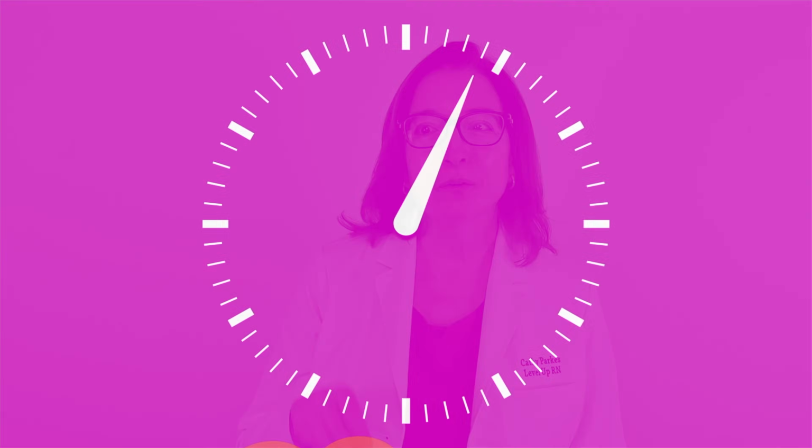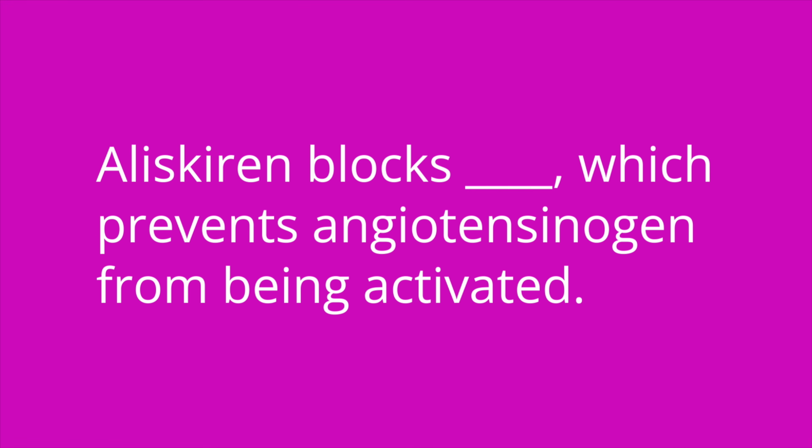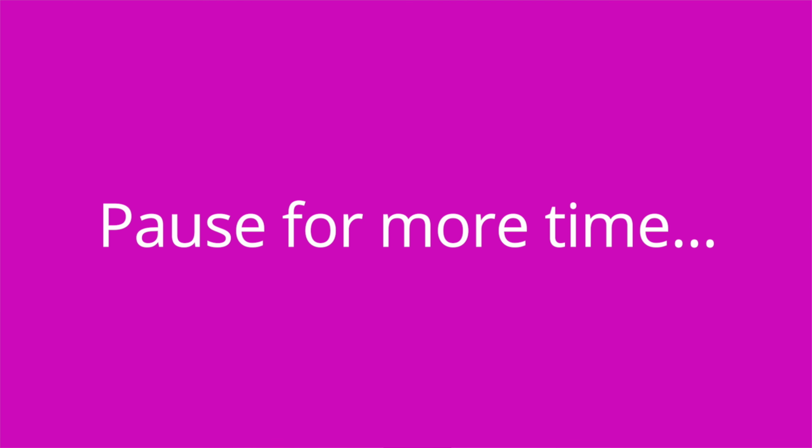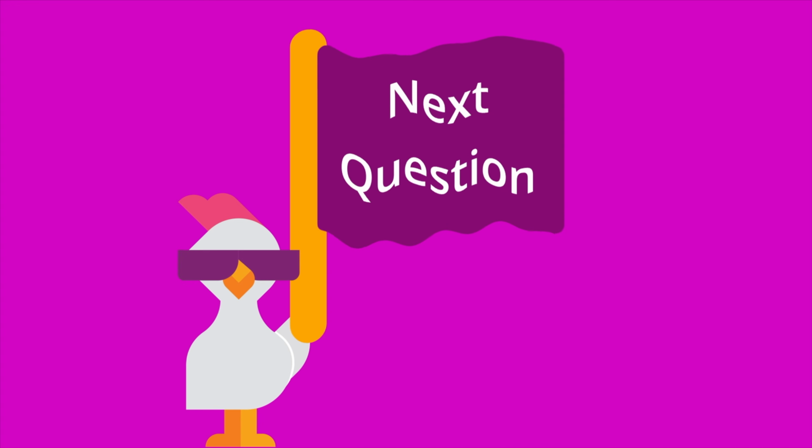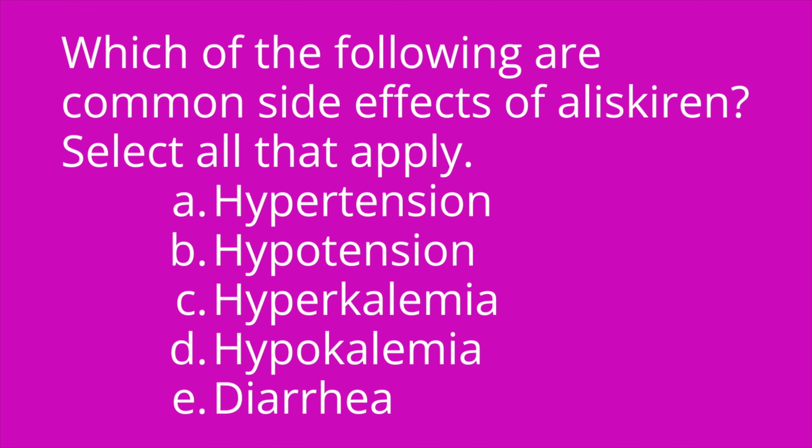All right, it's quiz time, and I have 3 questions for you. Question number 1, Aliskiren blocks blank, which prevents angiotensinogen from being activated. The answer is renin.